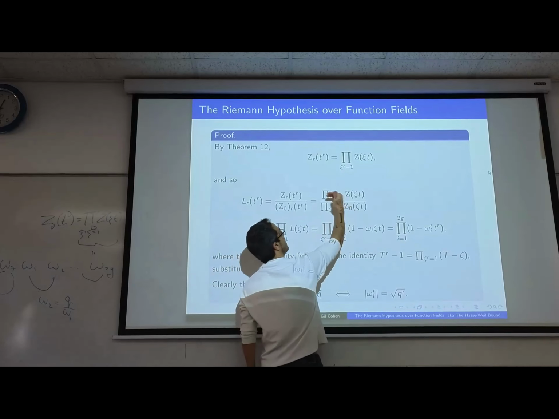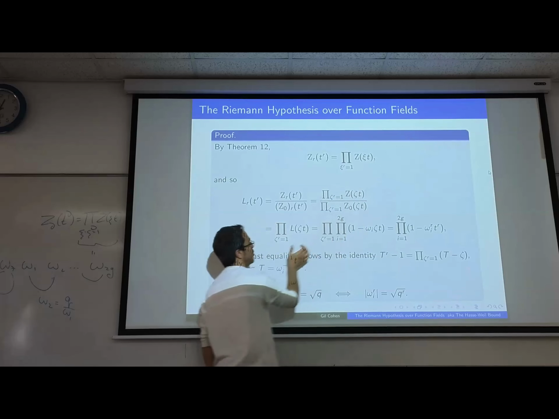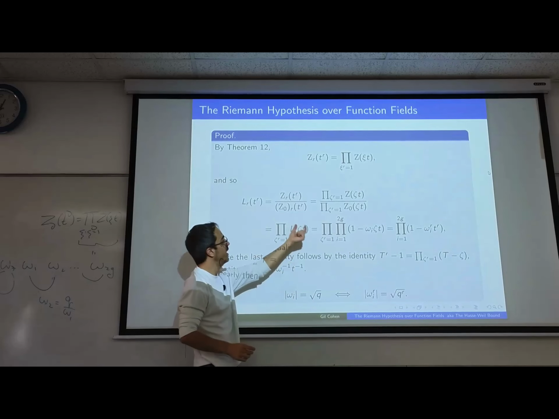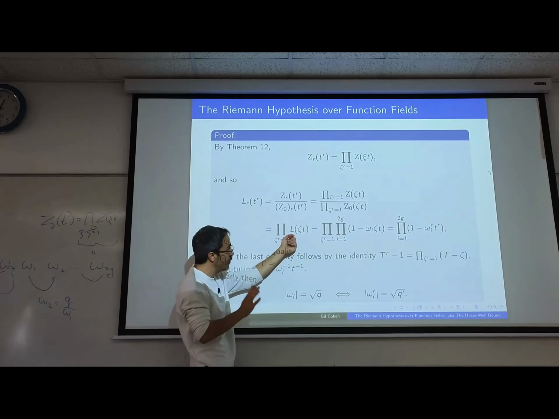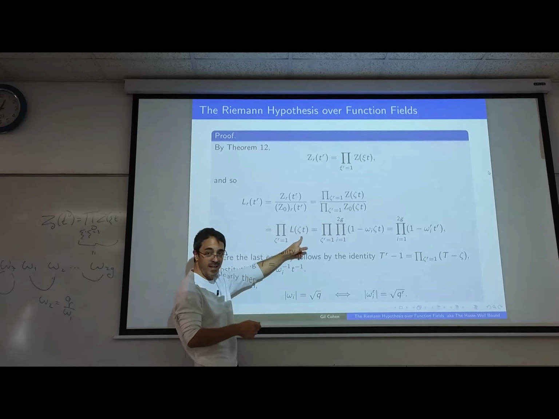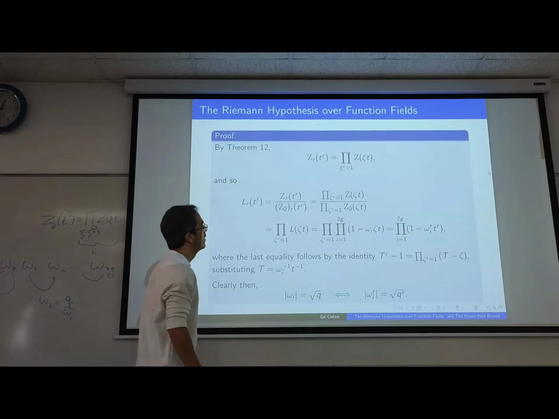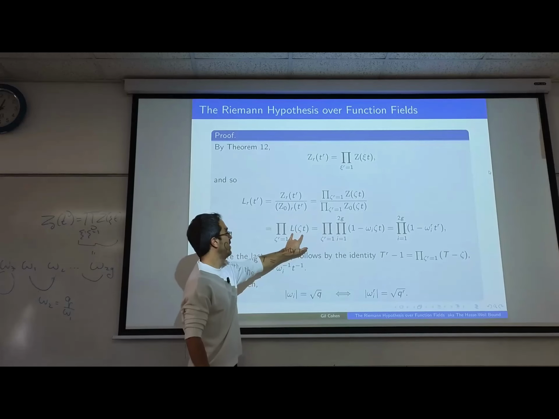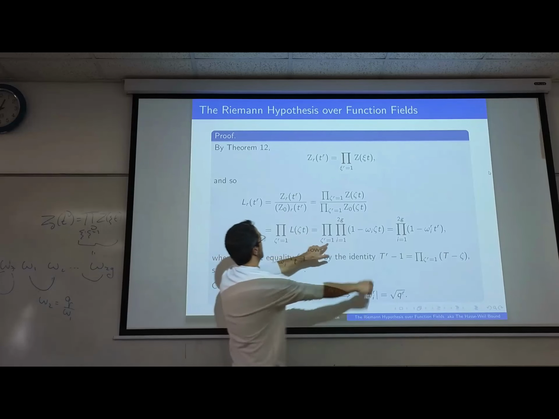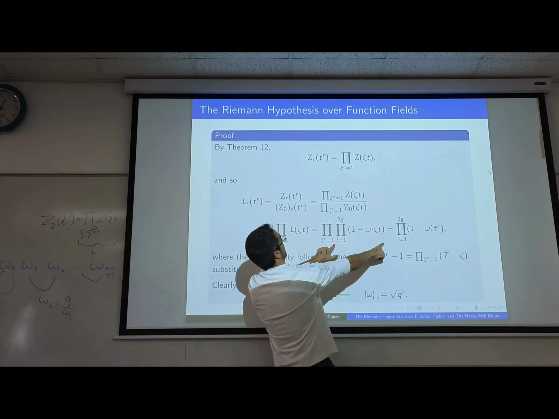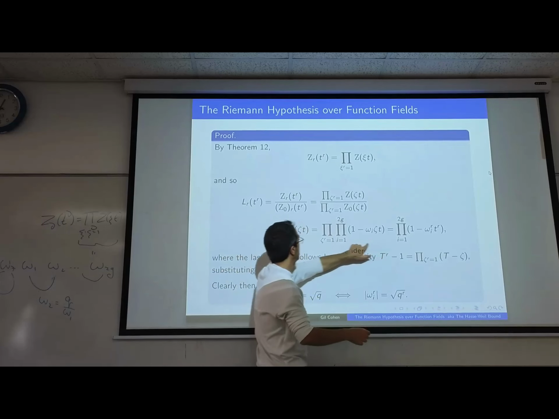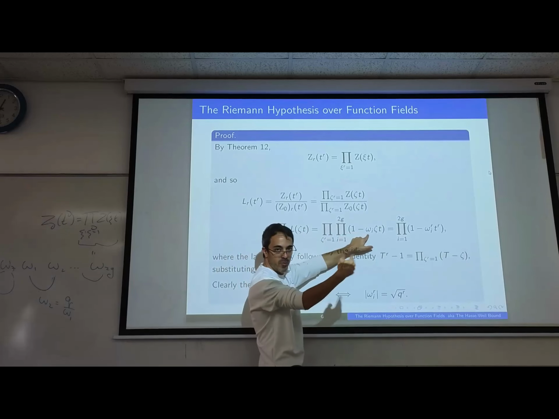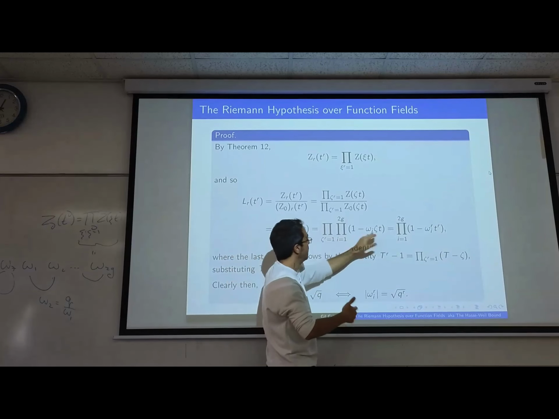So now, instead of taking the ratio of products, you can take the product of ratios, and every ratio is exactly the original L function applied to zeta t, right? And this thing is written in terms of the omegas, right? So L of t is the product of 1 minus omega_i t, but t is zeta t.